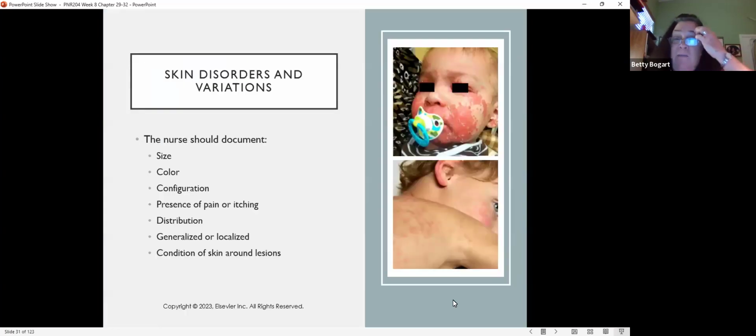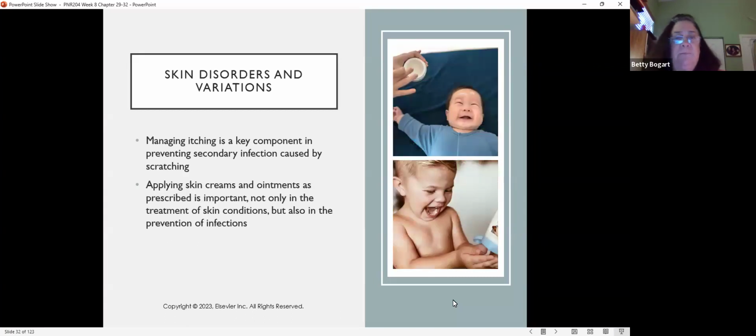Now, when you're documenting, there's all sorts of stuff here. The size, color, configuration, any pain on it. Is it itchy? Where is it? Just on the face or is it just on the trunk? Very important. All over or one place. And then what do the lesions look like? And how about the skin around them? Is it open? Is it oozy?